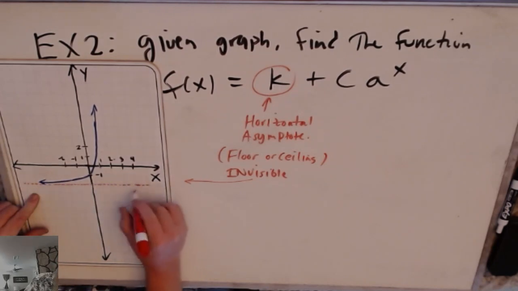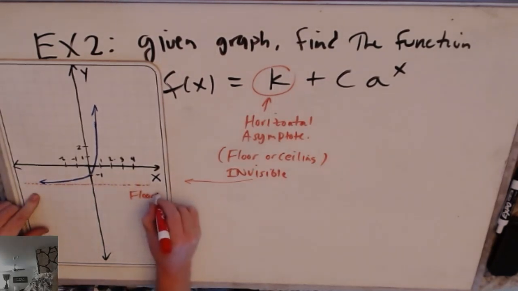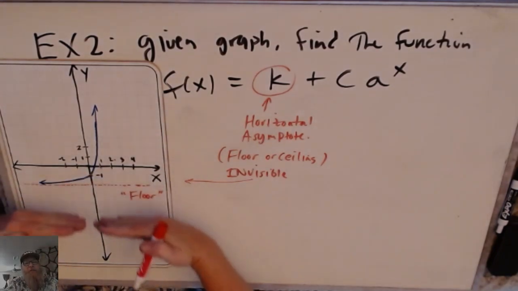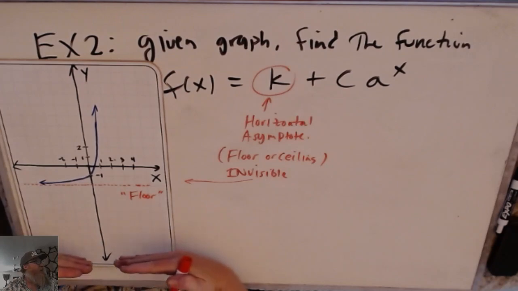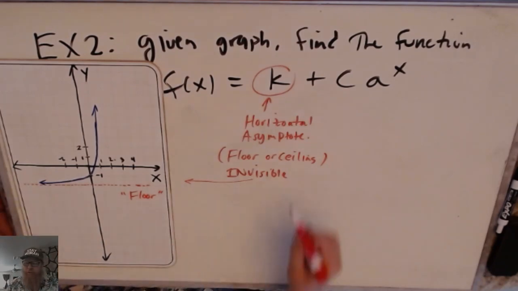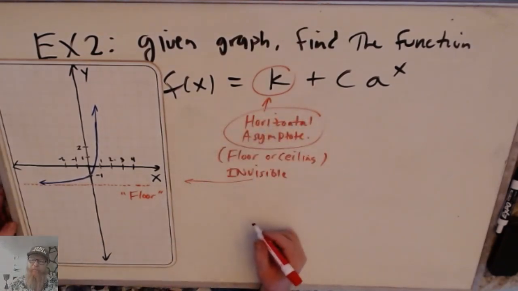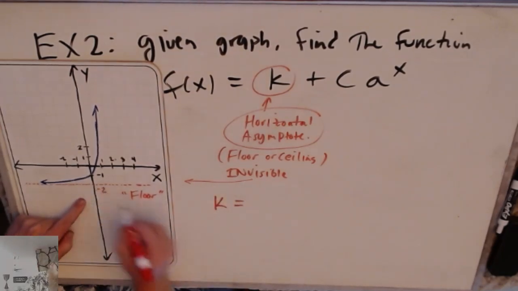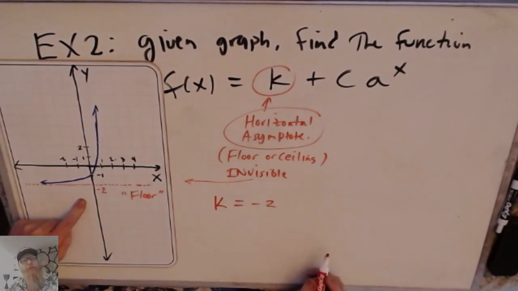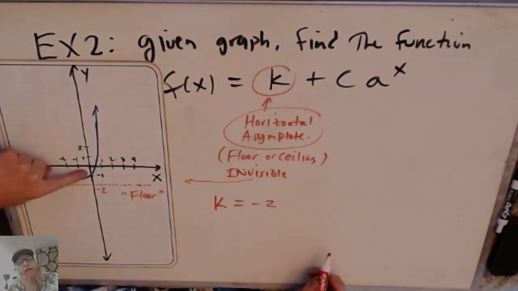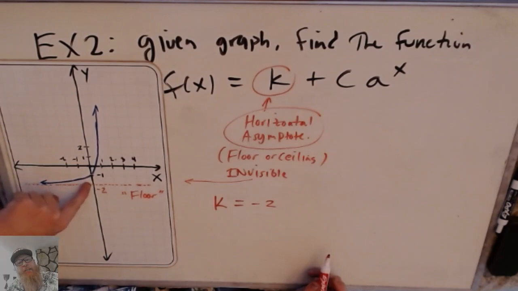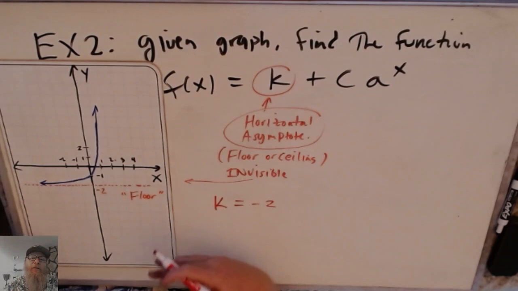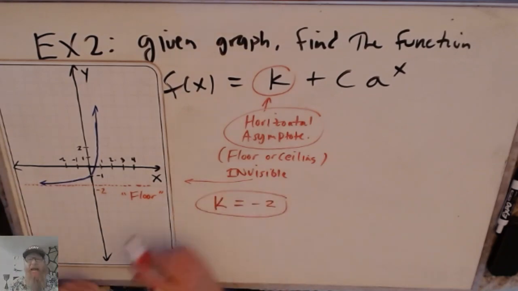In this case, it's a floor. You can tell that it's a floor because none of the graph goes below that line. So that line is what we refer to as the asymptote. So we automatically know what k is. K is -2. This point here is -1. This point here is -2. And this graph is never going to pass -2. So that's your k value.